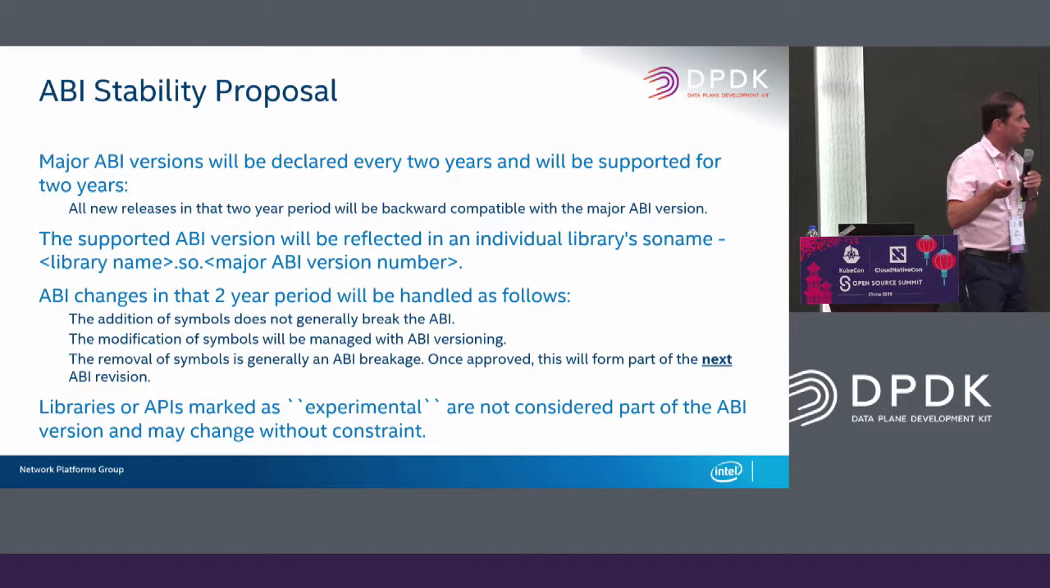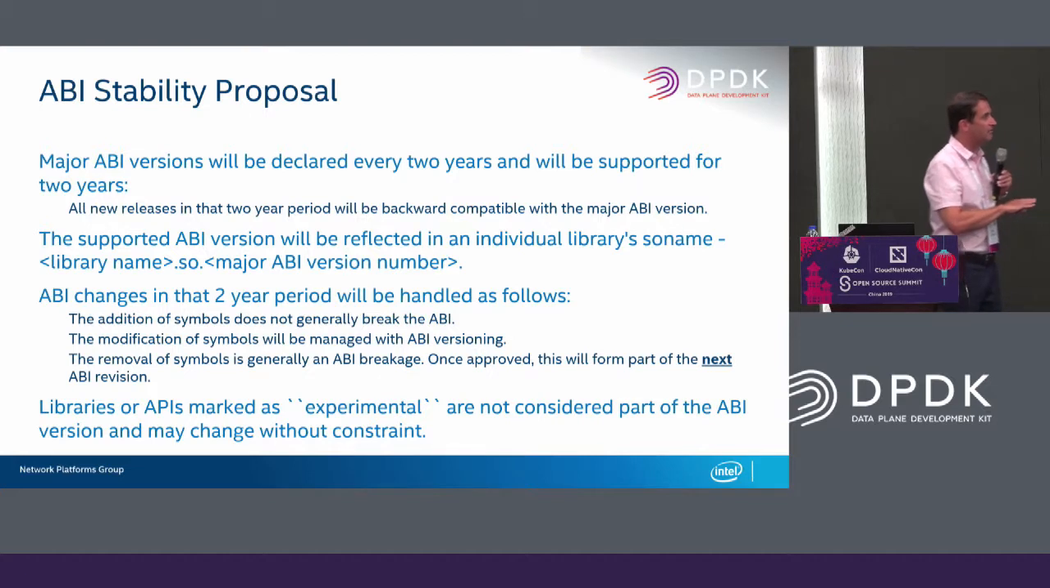So Ray has been working with others in the community on a proposal to improve stability of the API in DPDK. It's a difficult problem because software developers contributing to DPDK want to be able to change whatever they want, whenever they want. Consumers of it want the stability. But basically, the proposal is that we'll declare a major API version every 2 years, and that API version will be supported for 2 years. And all new releases in that 2-year period will be backward compatible with that API version.